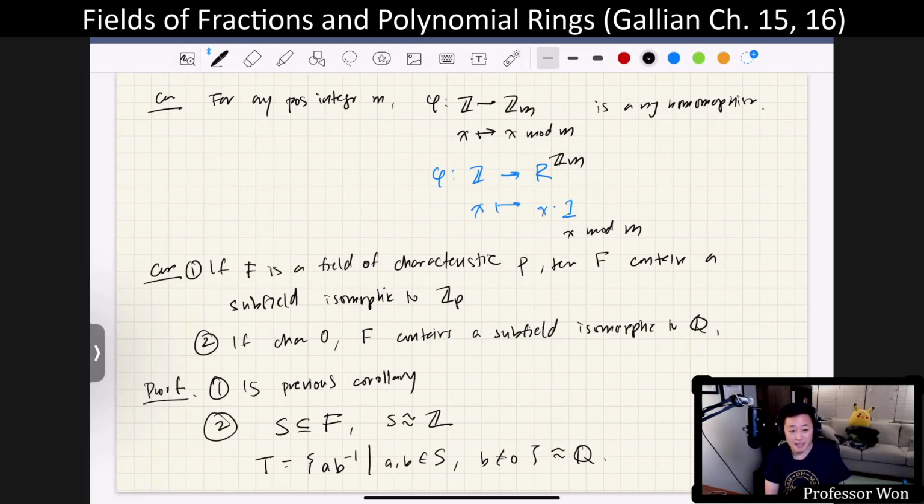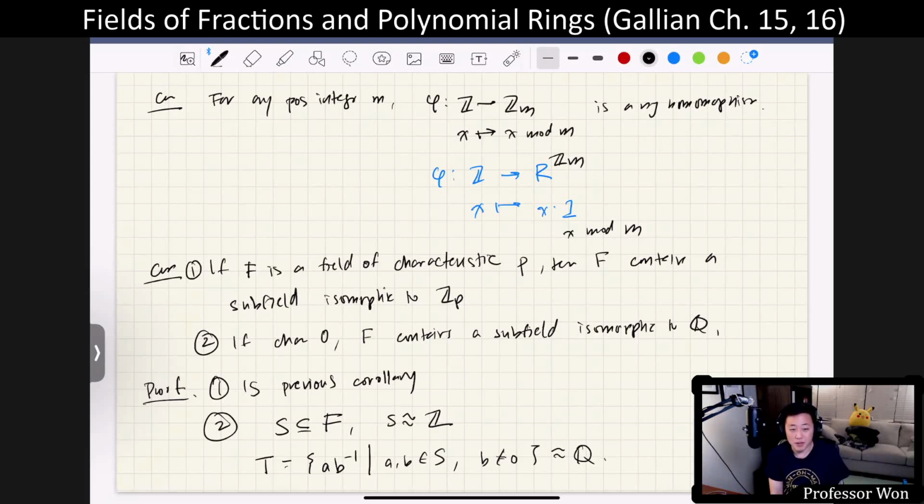But in the second case, if the field has characteristic 0, then we know that it contains a subring isomorphic to the integers. And what I kind of glossed over was, well, it's a field, it contains something that looks like the integers, therefore it needs to contain something that looks like the inverse of every integer. And then what you get is a subfield that's isomorphic to the rational numbers, which are essentially formed by taking the integers and throwing in all the inverses of all the elements.